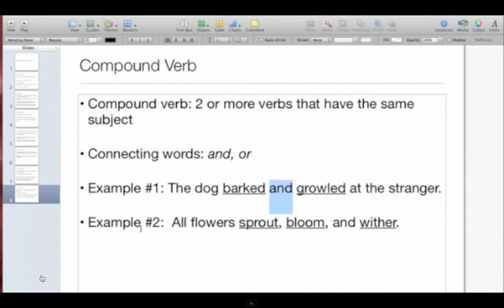In example number 2, all flowers sprout, bloom, and wither. My connecting word and. Some actions are sprout, bloom, wither. I make sure they come from the same subject. Flowers do all of these. I underline all 3 of them. They are the compound verbs.